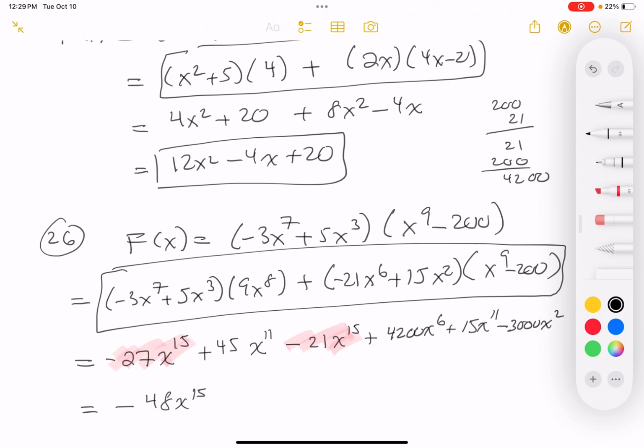All right, let's move down the food chain. What's the next thing I'm seeing? I'm seeing these two terms. They're x to the 11s, right? What do you get there? 60. Then what do you get? Well, the last two terms, 4,200 x to the 6 minus 3,000 x squared.